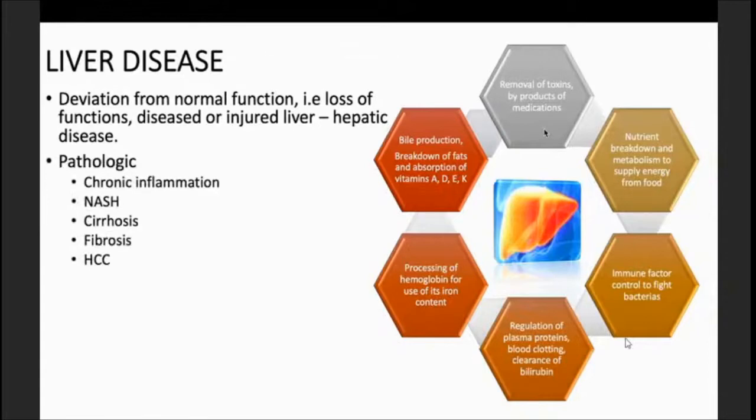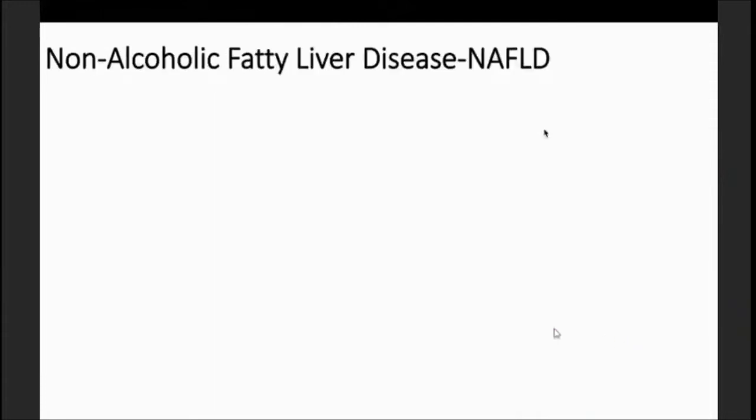The most pathological conditions are chronic inflammation, though acute is also there, but chronic is the most considered over here: NASH, cirrhosis, fibrosis, and HCC. The etiological agents which cause liver disease are primarily infection, bacteria and viruses, alcohol usage or abuse, autoimmune disorders, metabolic syndromes, and drugs.